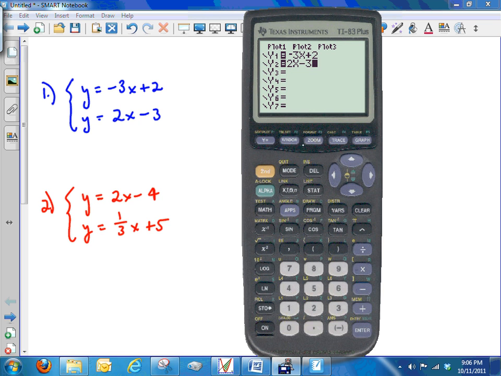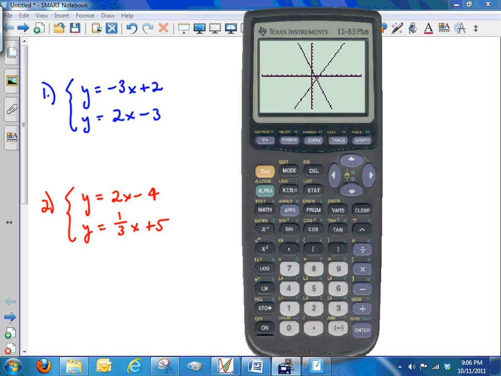I want to go ahead and find the zoom button, and I want to go ahead and press zoom 6, a standard window. It's useful in a lot of situations. A standard window gives you a span of -10 to 10 in your horizontal as well as -10 to 10 in your vertical. Just keep in mind that this screen on your calculator is not a square, so the scale on your horizontal axis will be a little wider than it will be on your vertical axis.